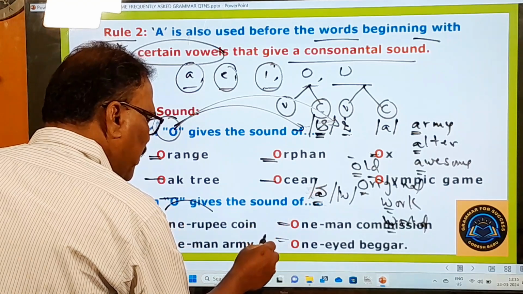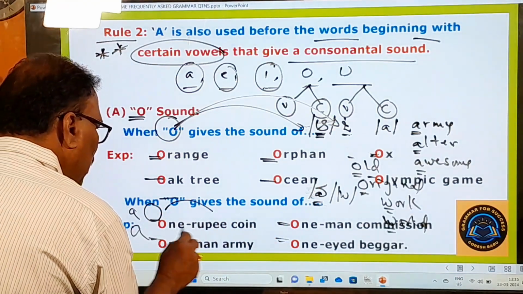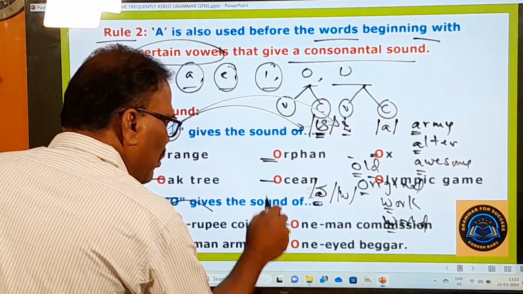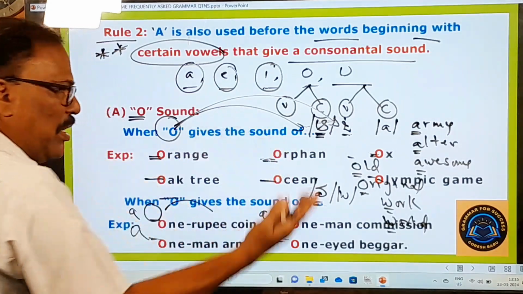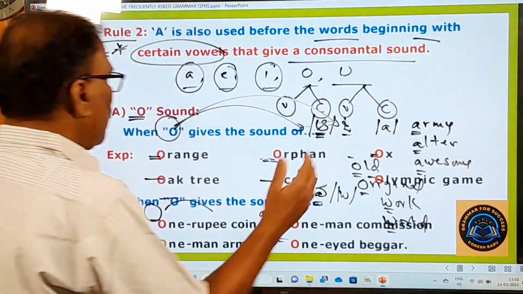What should we use as per the rule? A one rupee coin, a one-man army, a one-man commission, a one-eyed beggar, something like that. And what to use before these vowel sounds, we are going to learn in the other slide. Okay, now let's move on to the next slide.